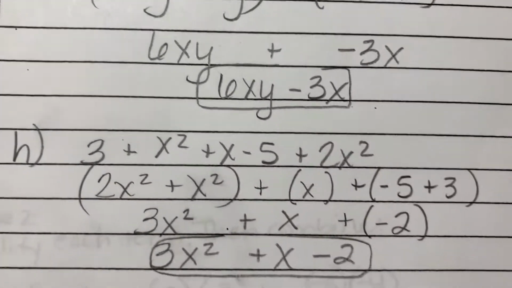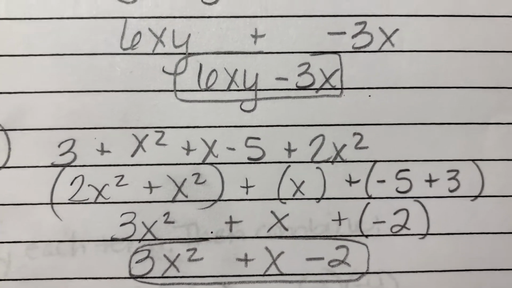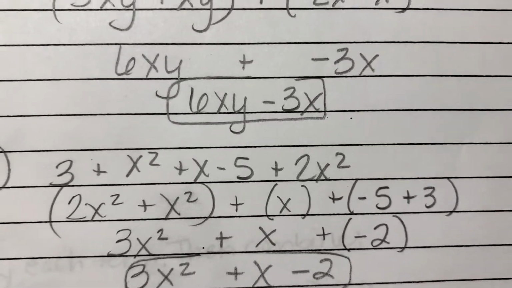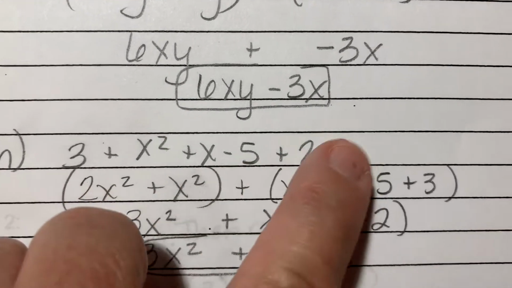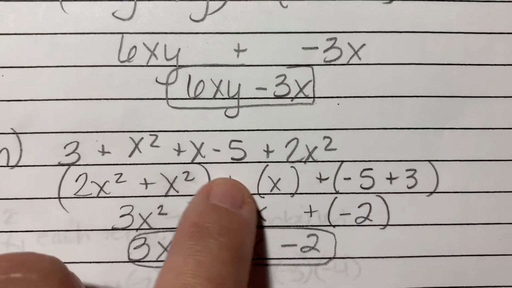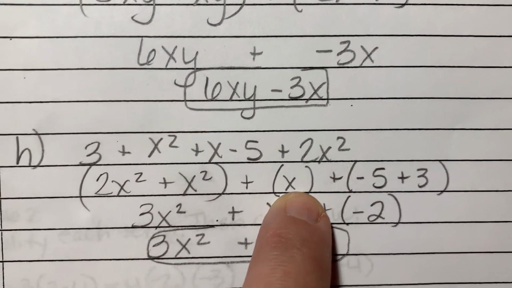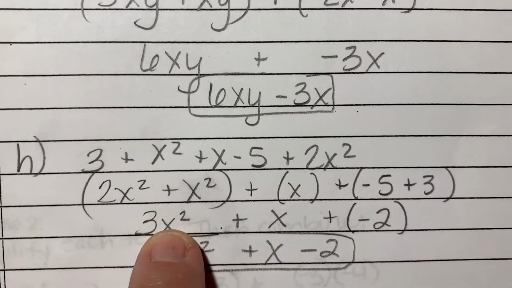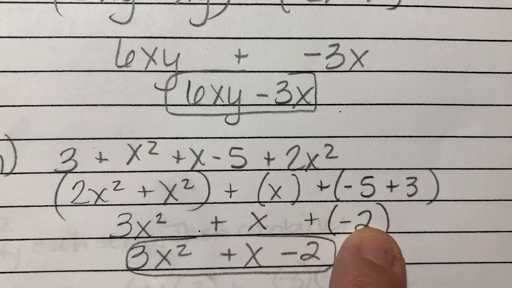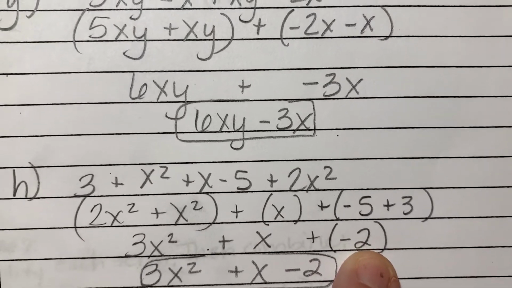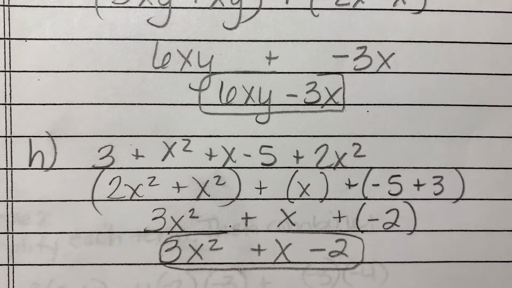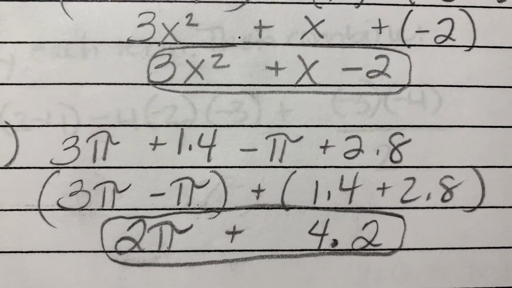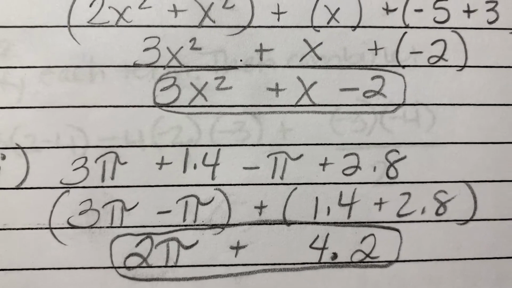Okay, all right, so looking at this one, let's see how we did. This one has 3 different groupings. We have 2x squared right here, plus x squared, plus there's only 1 x, and that's fine, minus 5 plus 3. And then we group them. Okay, and negative 5 plus 3 is a negative 2, and then we write it all as one expression.